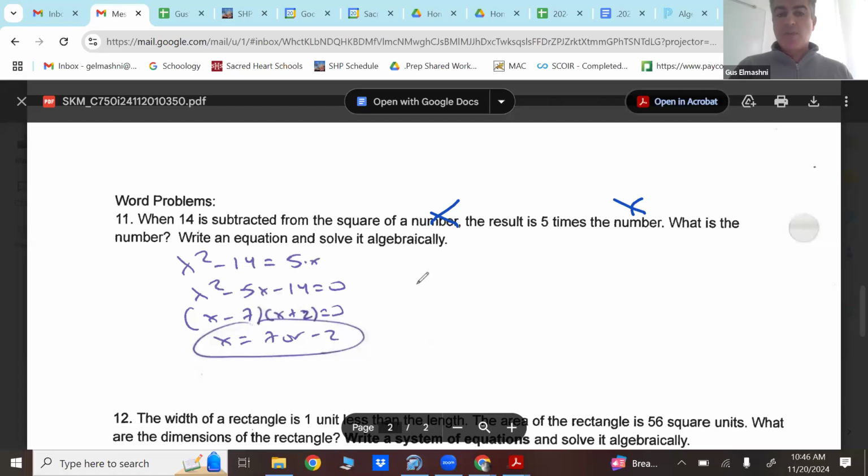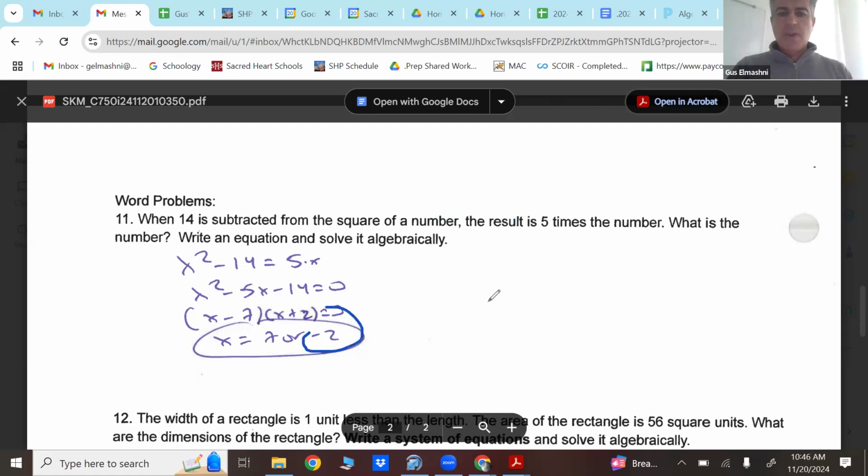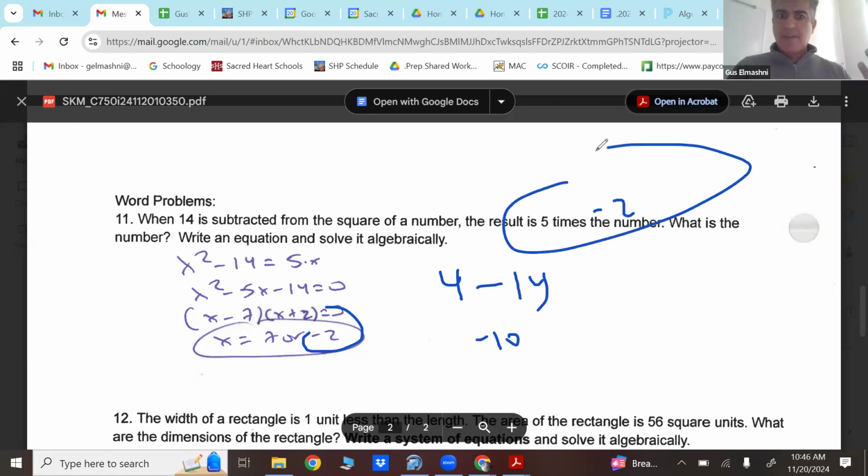And it makes sense, right? Because what happens if I square 7 and then take away 14? What do I get? 35. What's 7 times 5? 35, right? Or let's look at -2. If I square it, I get 4. And what's 4 minus 14? -10. What's 5 times -2? -10. There you go.